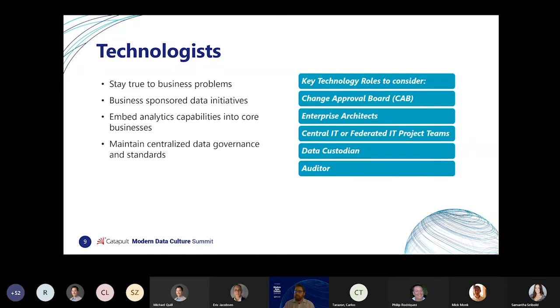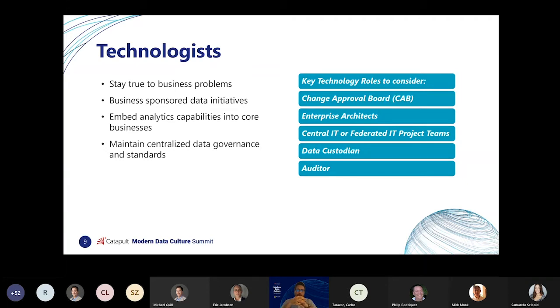We can go to the next slide, technologists. So when you're talking technologists, in that initial slide we talked about how technology is not your primary driver for success or failure. But technologists do serve a key role in building data culture.